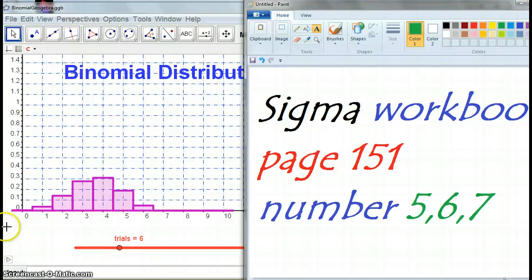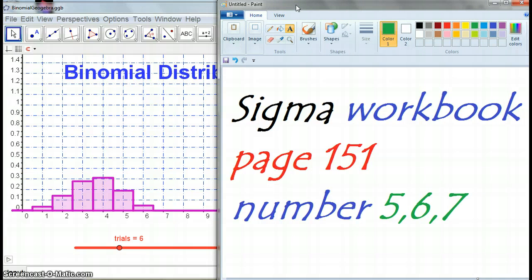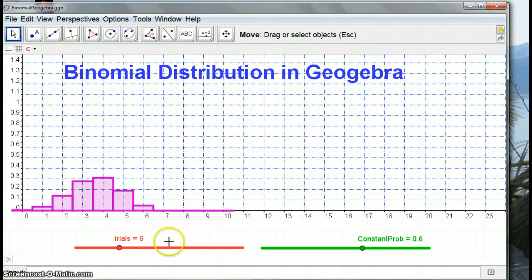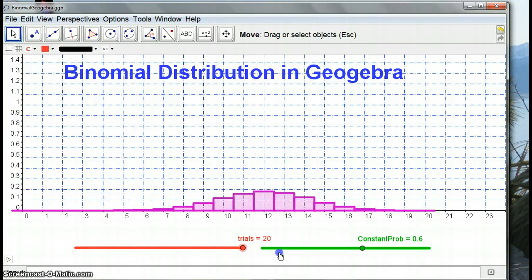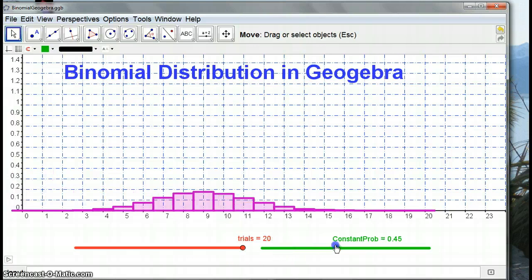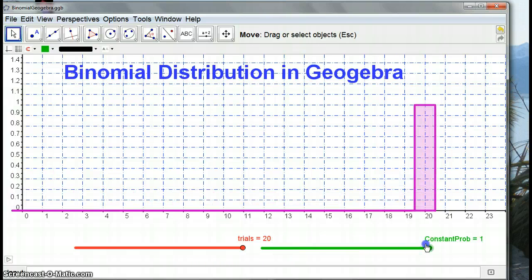Okay, Sigma Workbook, page 151, number 5, 6 and 7. So number 5 reads, a binomial graph has a skew to the left. So it's skewed to the left. Let's put trials at 20, shall we? Oh, skewed to the left is that way, isn't it? It's very confusing. There's skewed to the left. What can you say about the value of pi?